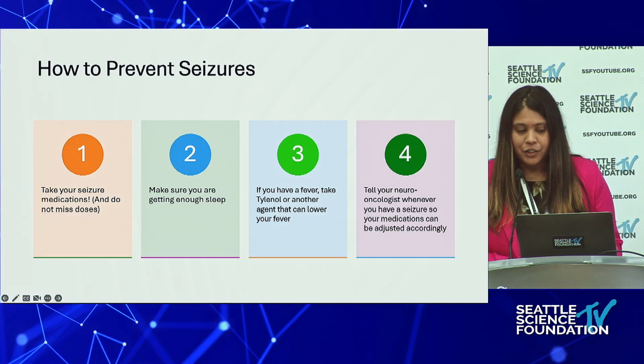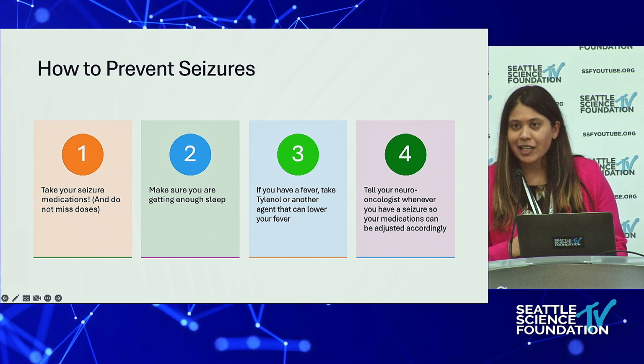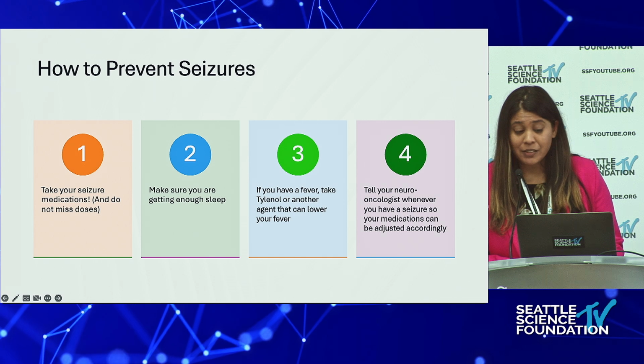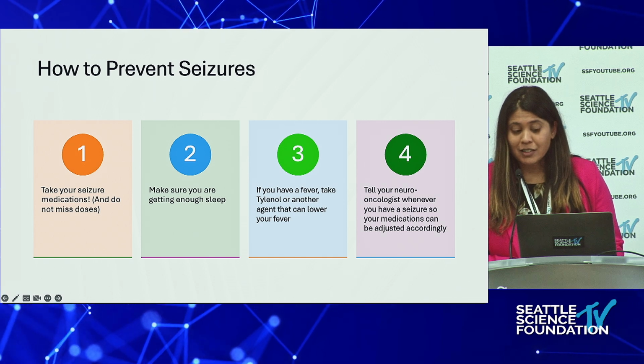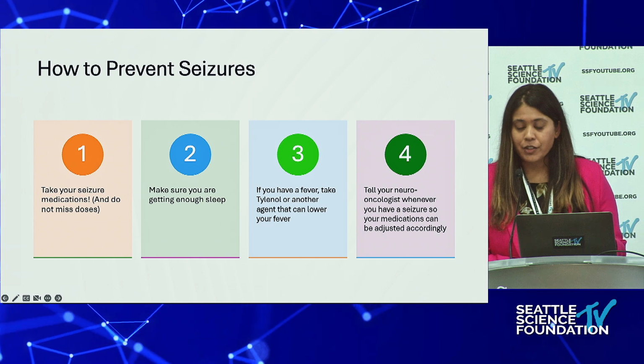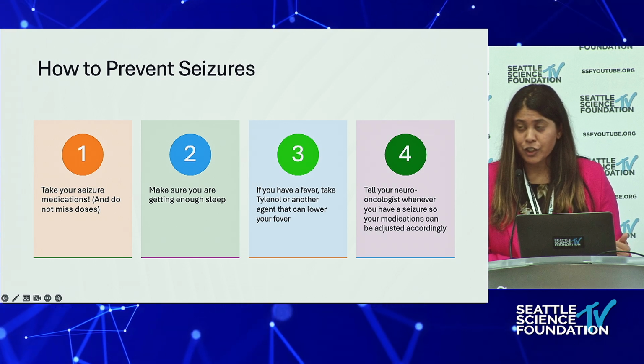So how to prevent seizures? One, take your seizure medications and do not miss doses. It's always good to take them around the same time every day. Make sure you're getting enough sleep. If you have a fever, take Tylenol or another agent that can lower your fever, because again, fevers are a very big risk factor for developing a breakthrough seizure.